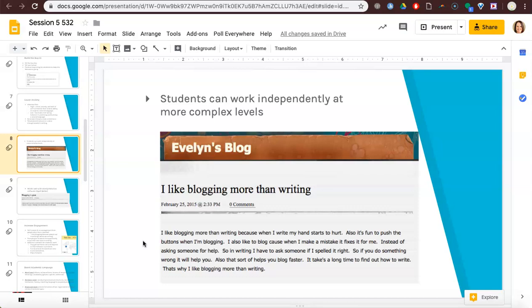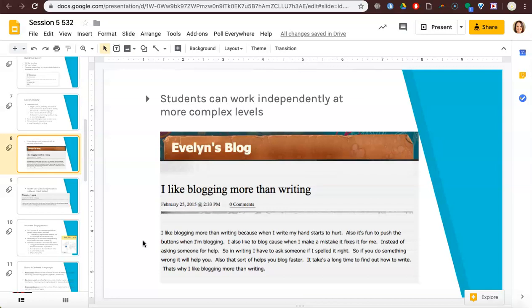I like blogging more than writing because when I write, my hand starts to hurt. Also, it's fun to push the buttons when I'm blogging. I also like to blog because when I make a mistake, it fixes it for me instead of asking someone for help. So in writing, I have to ask someone if I spelled it right. So if you do something wrong, it will help you. And that sort of helps you blog faster. It takes a long time to find out how to write. That's why I like blogging more than writing.